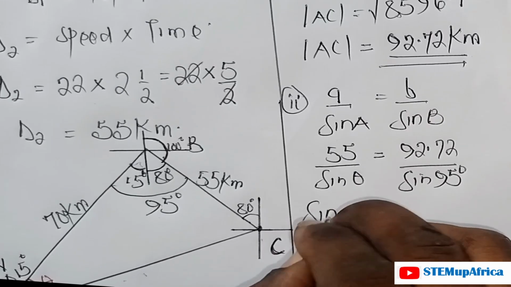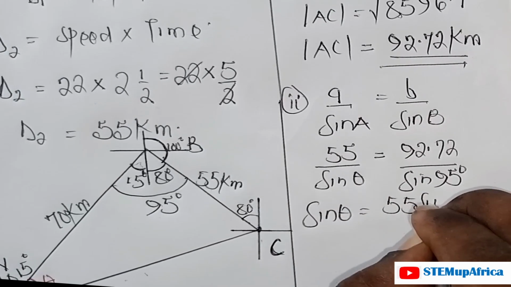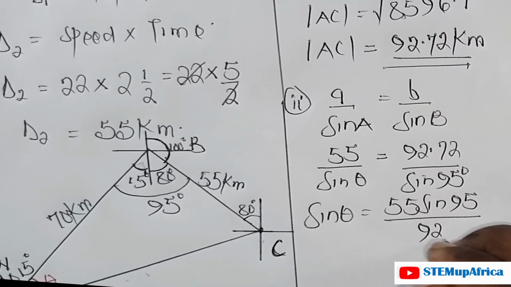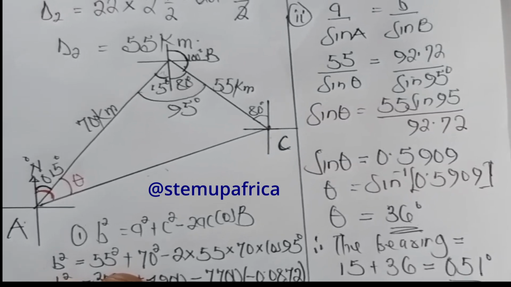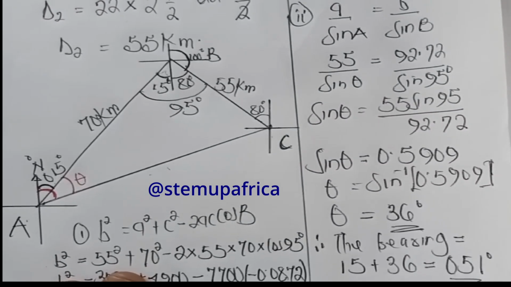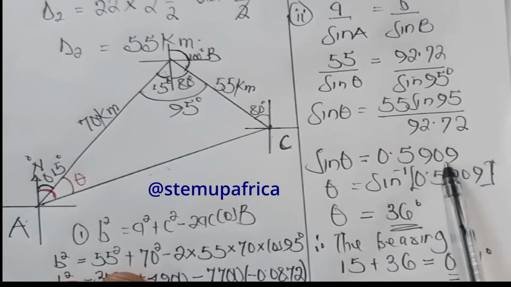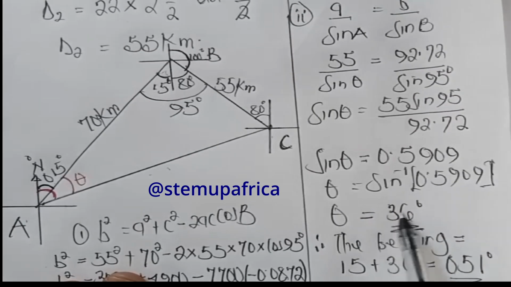From here I can now look for sine theta. So sine theta will give us 55 sine 95 over 92.72. That's not the value of sine theta yet, so let's multiply and divide. Sine theta will give us 0.5909. So theta now becomes the sine inverse of 0.5909, and that will give us 36 degrees.